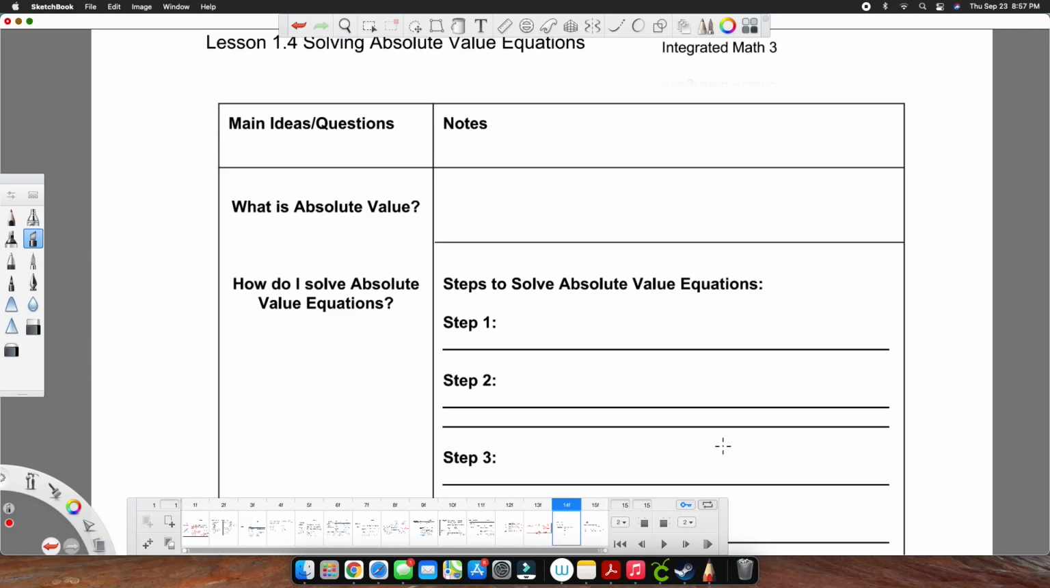All right, so we are starting Chapter 1, Section 4 for IM3. This is solving absolute value equations. So the first thing it's going to have us do is identify what is absolute value.